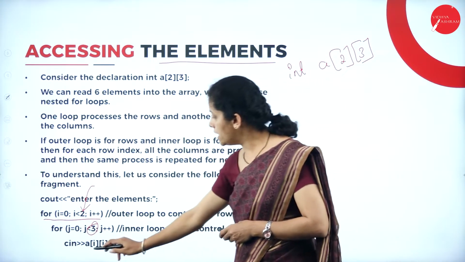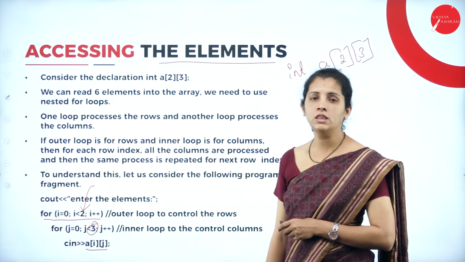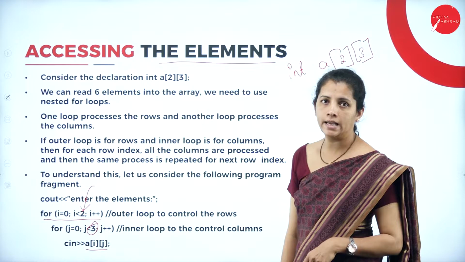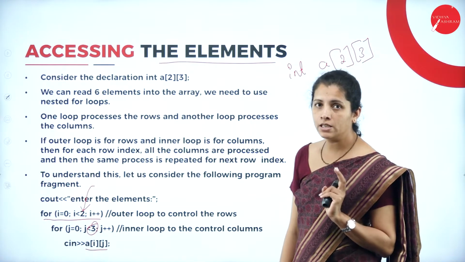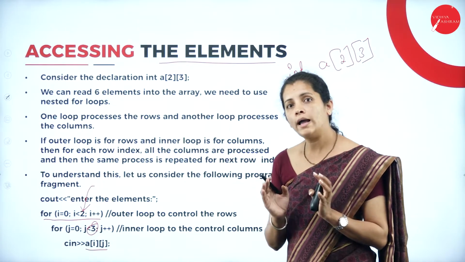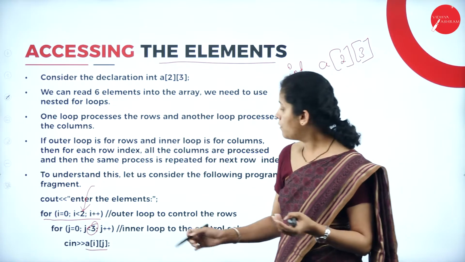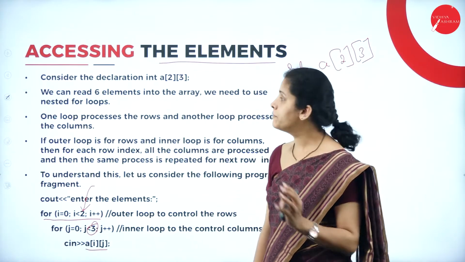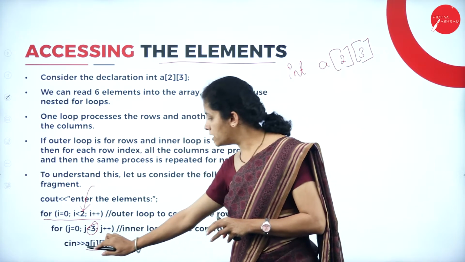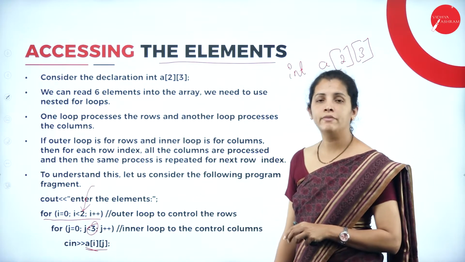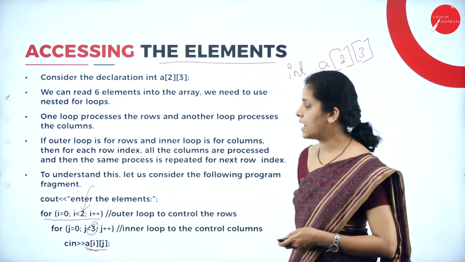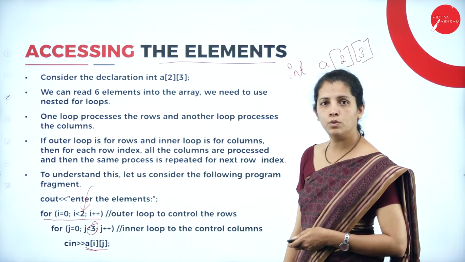While reading, I want to specify both the index, that is row index as well as column index. If I consider a one-dimensional array, I have only one index, so only one for loop, and while reading input I have only one index. But if I consider a two-dimensional array, I have two indexes. So while reading, I want to specify row value as well as column value, that is nothing but row position as well as column position.